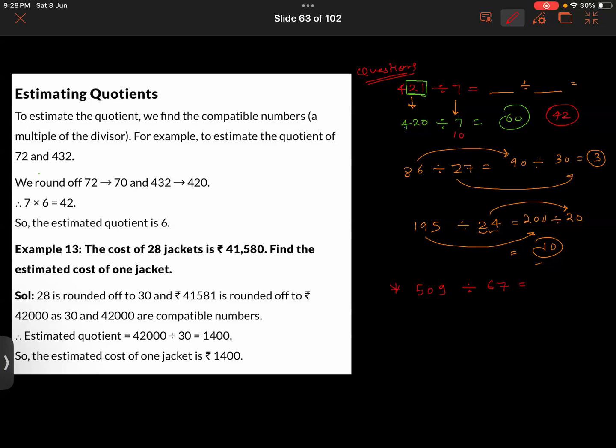See, for example, there's a number 509 divided by 67. Here we can comfortably round it off. 509 can be rounded off to the nearest 100. That will become simply 500. 67 can be rounded off to the nearest 10, and that will become 70 now. Then you can carry out the division and find out the answer. Is that clear so far? Sumi, are you getting it? The more we practice, the more it will become clear.